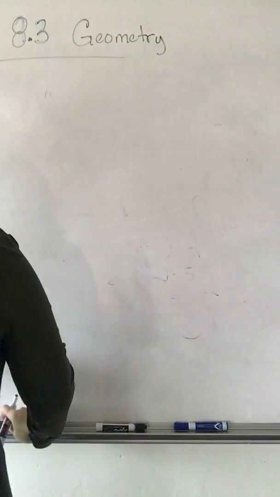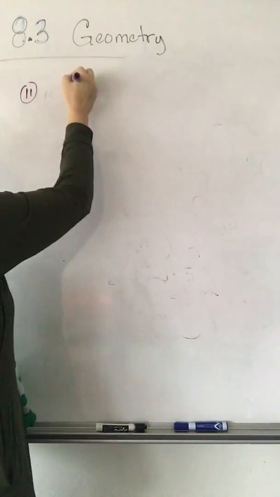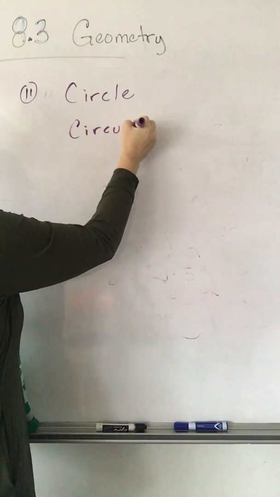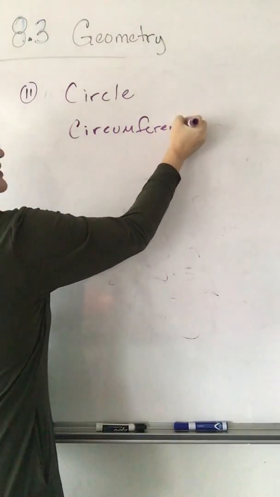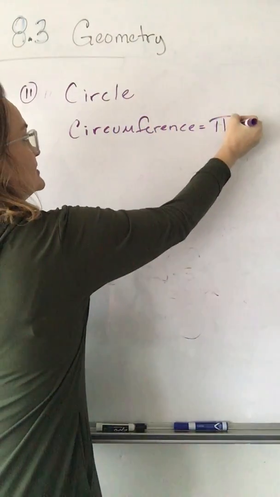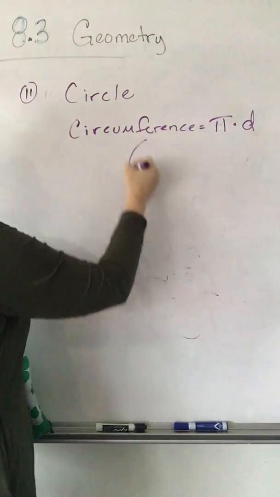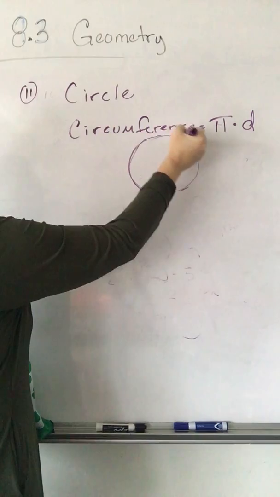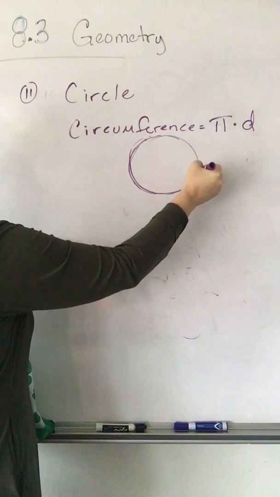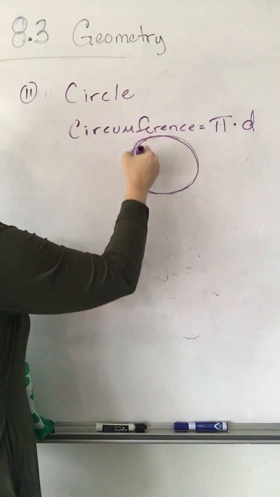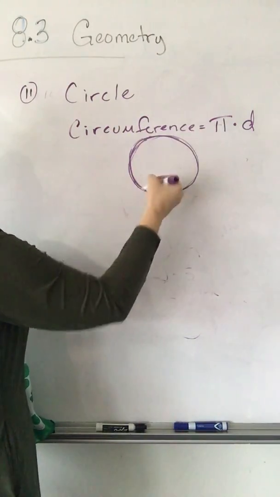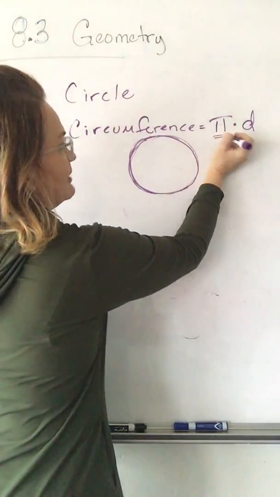Here's the two formulas you need for circles. Circumference of a circle is equal to pi times the diameter. So if we're looking at a circle, the circumference means the distance around the outside of that circle, like if you were putting a ribbon around a hat or just a belt around a waist. The circumference is the distance around that circle. And you do need to use the pi button.